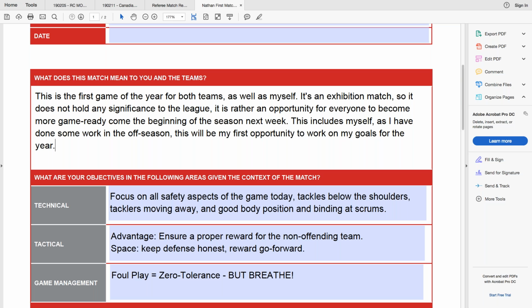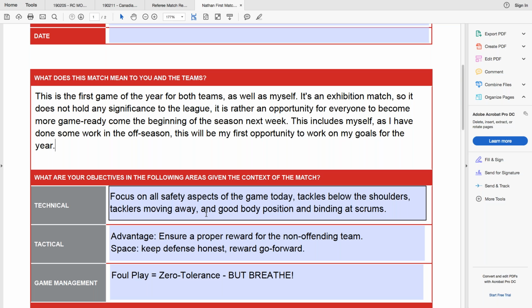Okay. I personally am a very wordy individual, and you'll notice that in this little technical box where I say, I'm going to focus on all safety aspects of the game today. Tackles below the shoulders, tacklers moving away, good body position, and binding at scrum. That personally works for me because I find the action of writing down my statements helps me remember them.